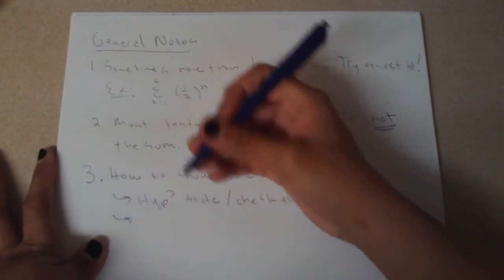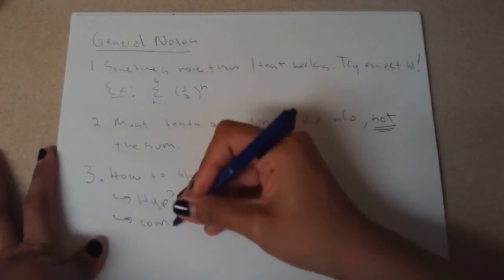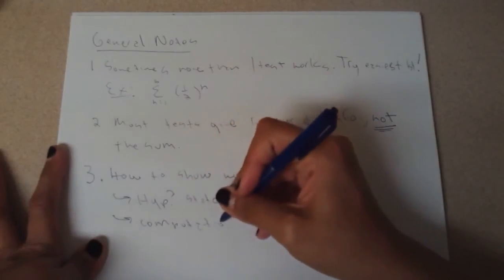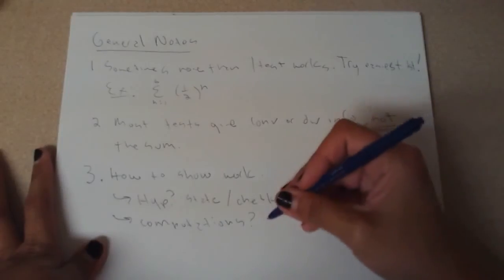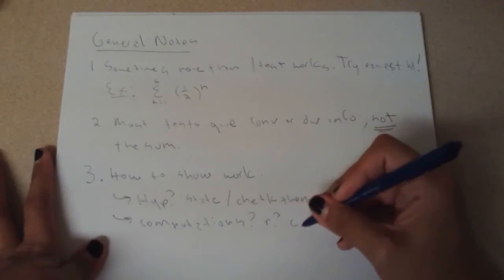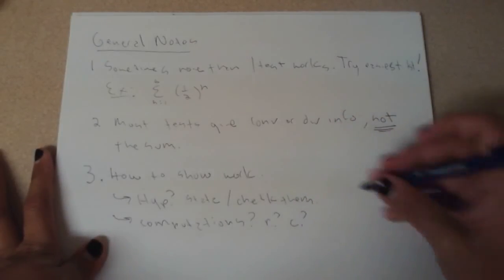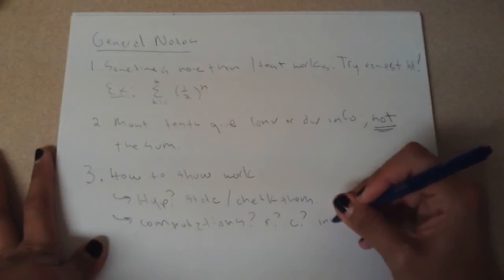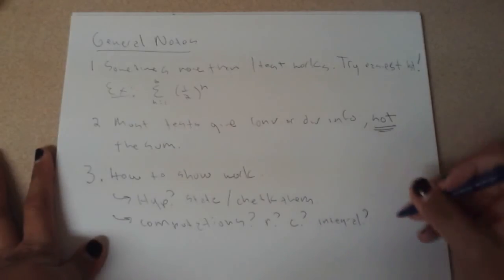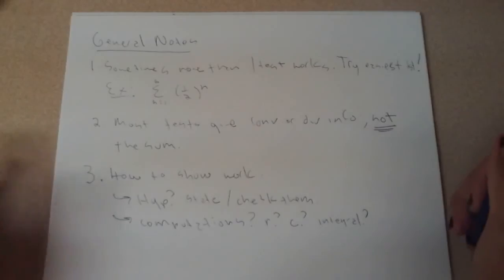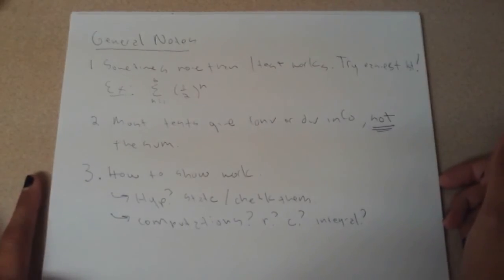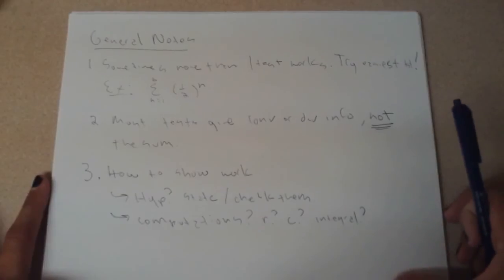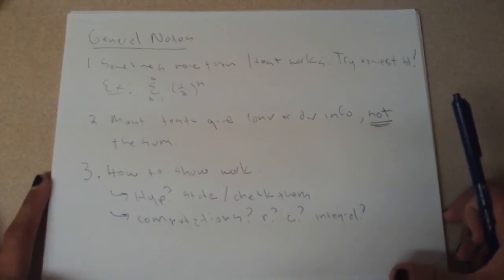If you're using a test that has you do computations, do you need to find an r? Do you need to find a c? Do you need to find some sort of integral? Do you need to find something else? A lot of these are based off of giving me some sort of numerical value and comparing that numerical value to a standard to give me divergence or convergence results.